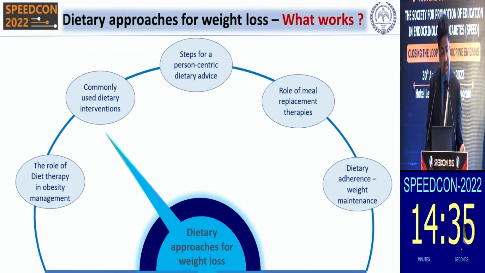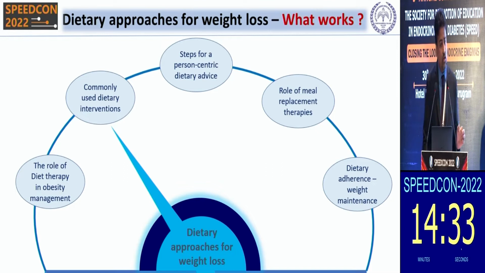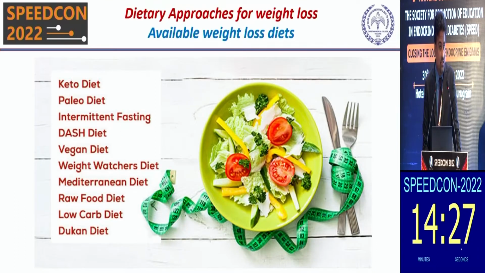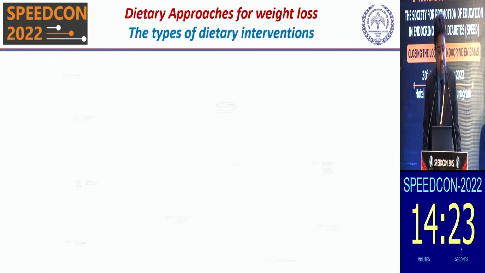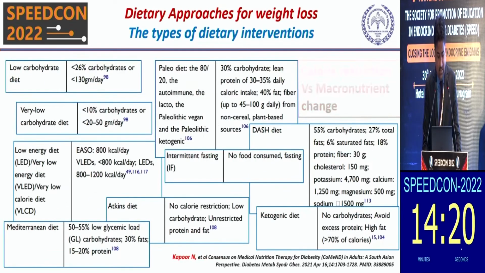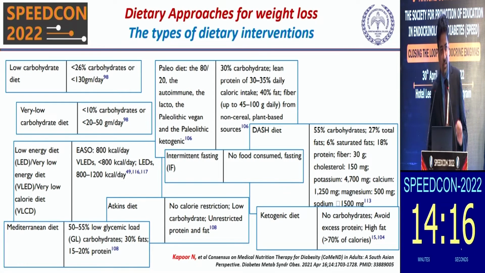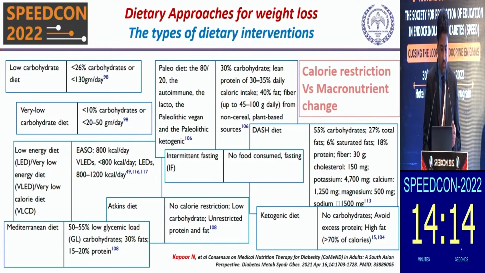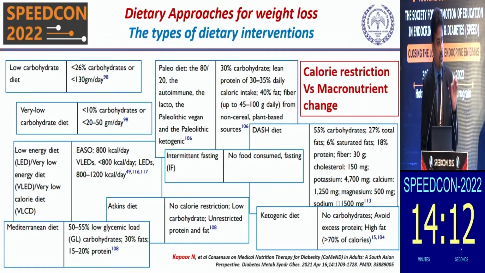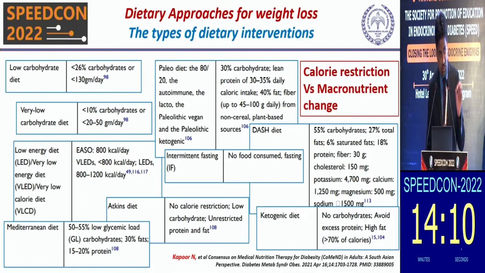And this takes me to the second aspect of my talk. What are the common dietary interventions that are available? There are so many types of diets, and if we are going to discuss each one of them, we are going to spend a whole day. But largely, I could classify all these diets in two broad categories. I could say that these are diets with respect to calorie restriction, or these are diets with respect to change in macronutrients.